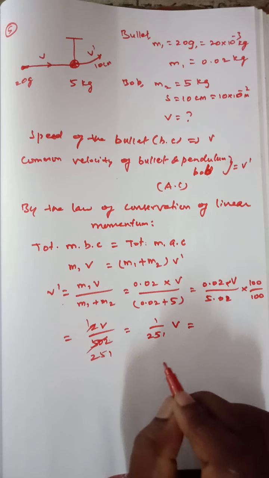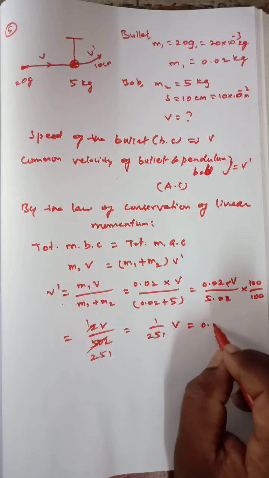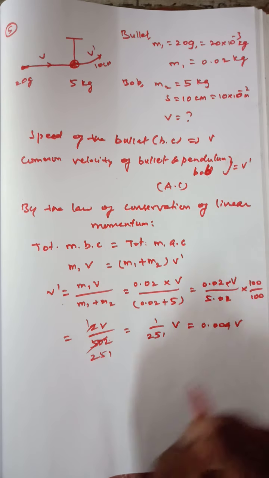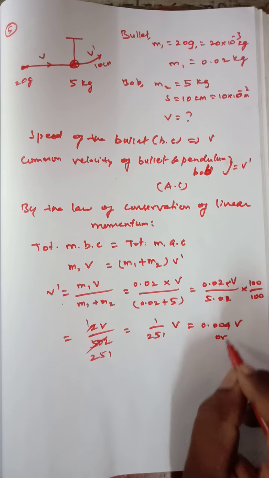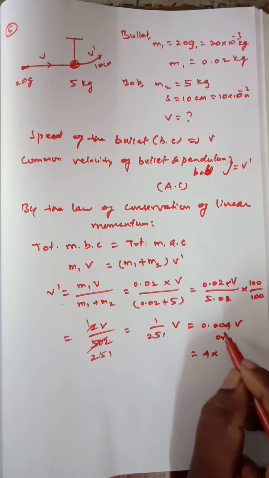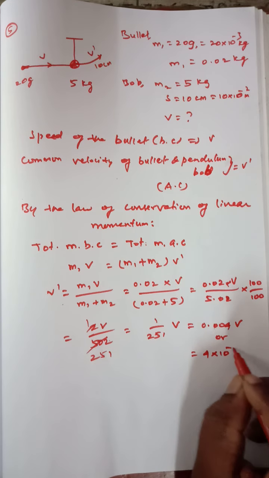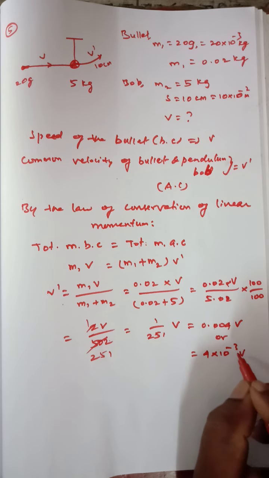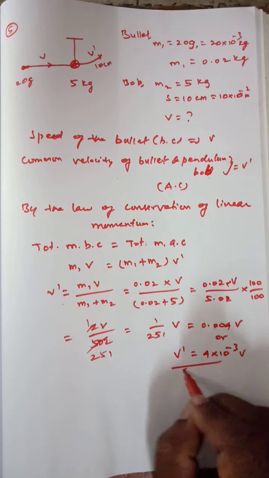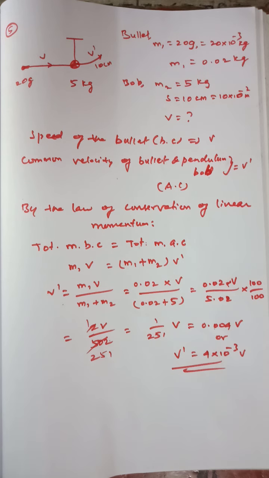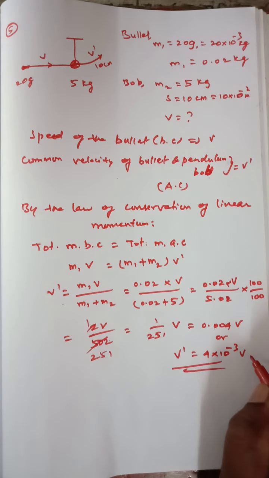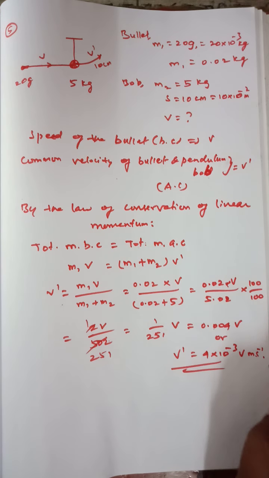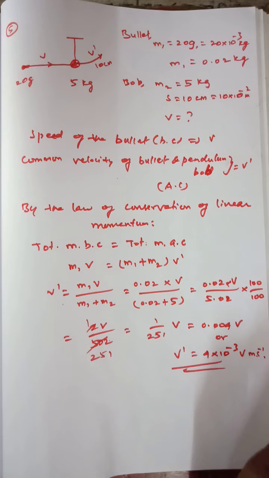So the value of 1 by 251 is 0.004 into v, otherwise you write 4 into 10 power minus 3 v. So v dash is equal to 4 into 10 power minus 3 v. Its unit is meters per second. Now we have to find v also.